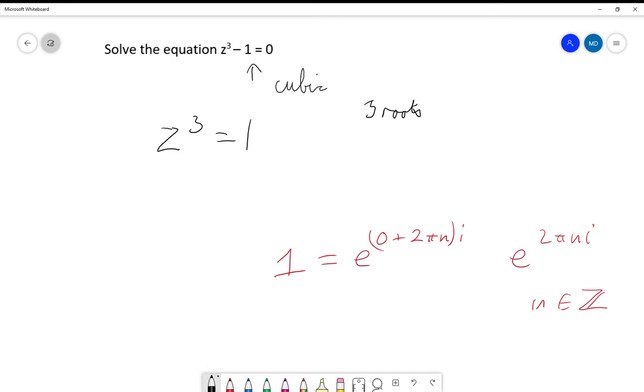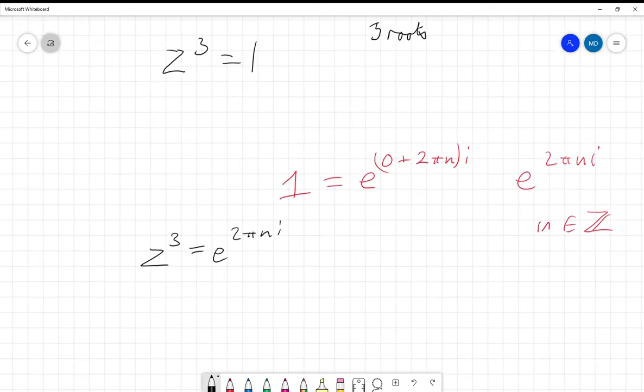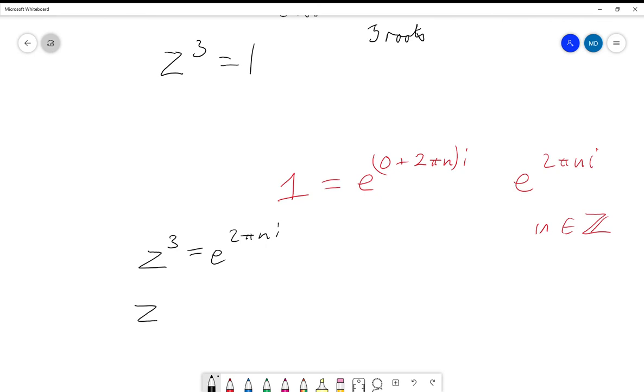And now we're solving the equation z cubed is equal to e to the 2 pi n i. And therefore z, taking a cube root, but remember a cube root is actually a power of a third, so we're going to take the third power of these, and we get e to the 2 pi n i, to the power of a third, and we get z is equal to e to the 2/3 pi n i.